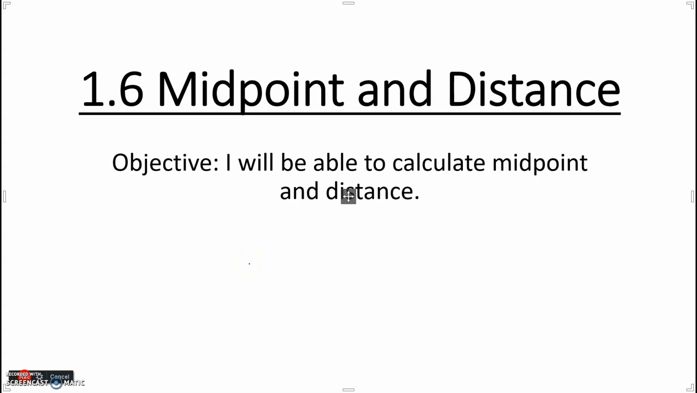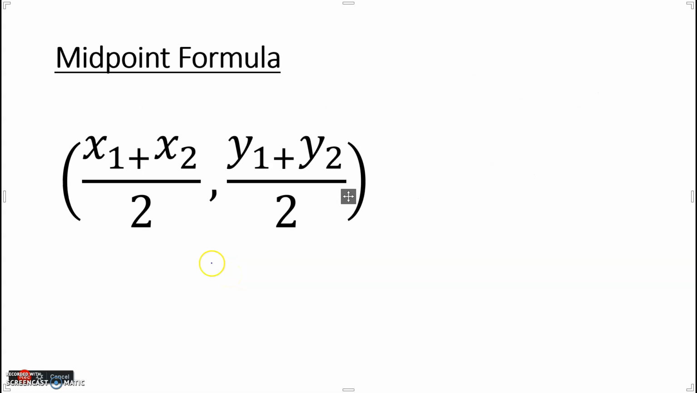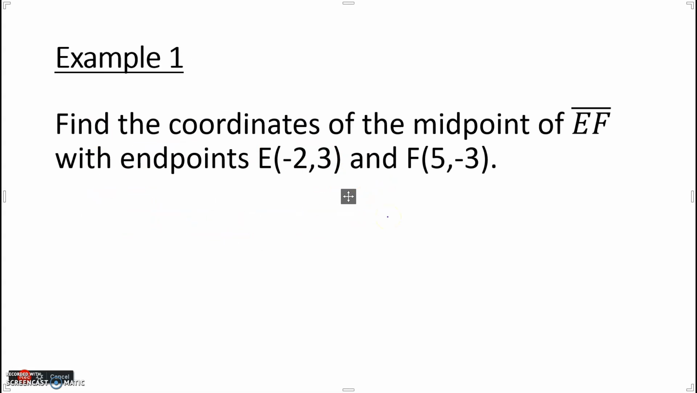All right, today is actually our last section in chapter 1. We're going to be talking about midpoint and distance. So first thing you're going to start with is your midpoint formula. For the midpoint formula, you add your x coordinates, cut it in half, add your y coordinates, cut it in half. This is an ordered pair that you get, so you should be able to graph your midpoint. It's an ordered pair that you're going to get out of this.